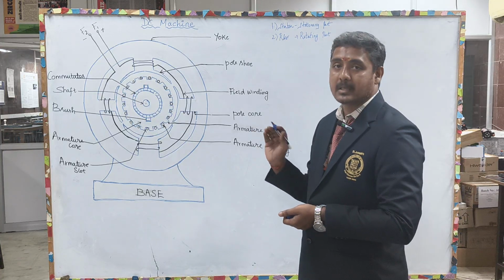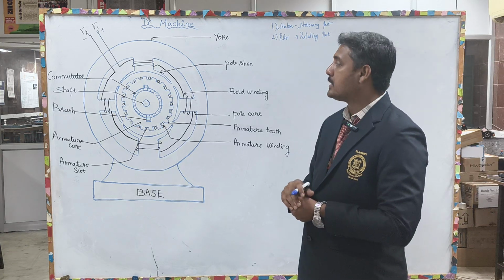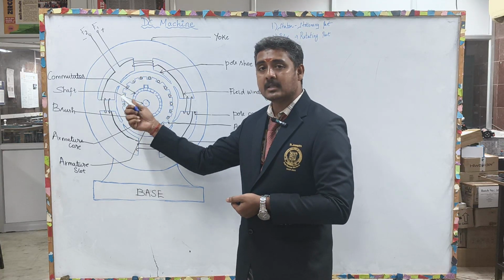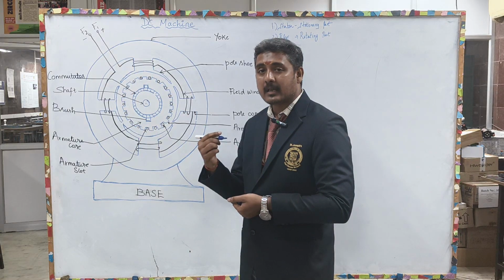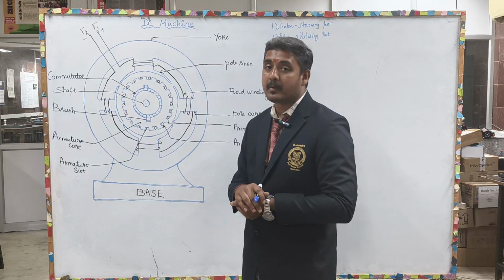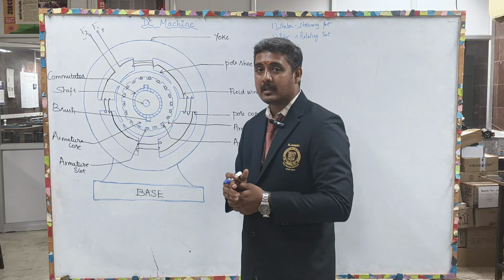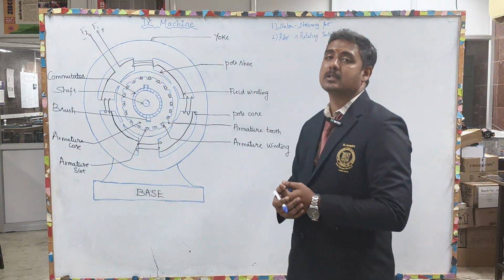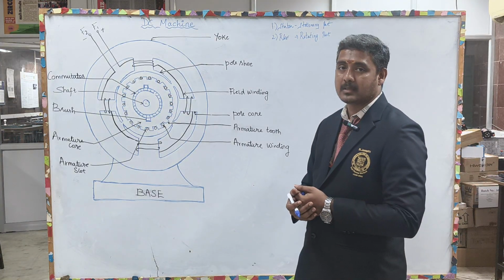Why is this construction like this? You should have a question. See here, this pole core width is small and hence the requirement of the copper conductor will also be low. If the pole core and the pole shoe width is very high, then you require a large amount of copper conductors and it is not economical. That is why you will be having it like this.